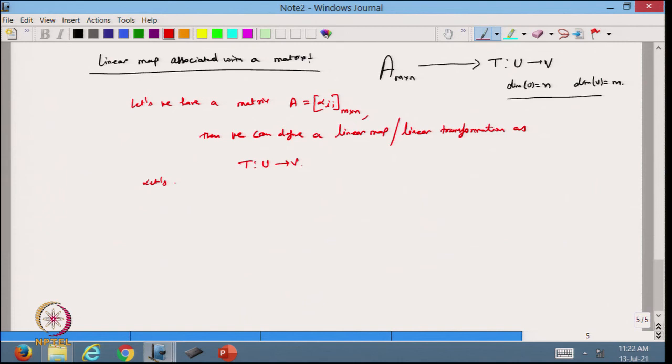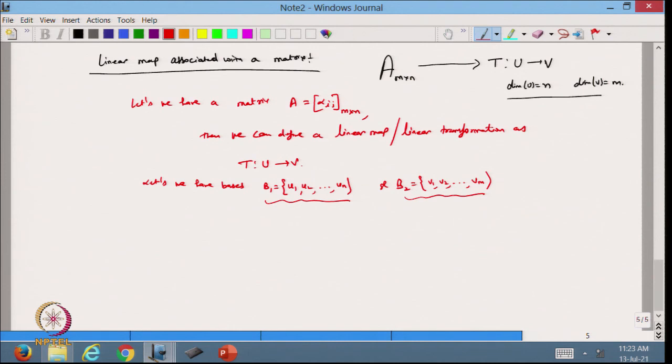So, let us say we have basis B1. That is the basis we are taking, that is u1, u2, ..., un. So, this is the basis of U, and B2, that is my v1, v2, ..., vm. This is the basis of V and this is the basis of U.